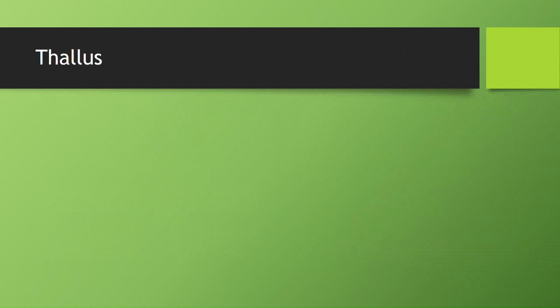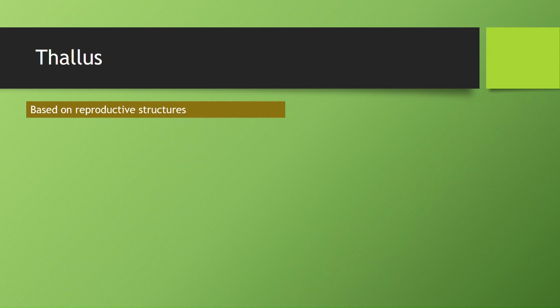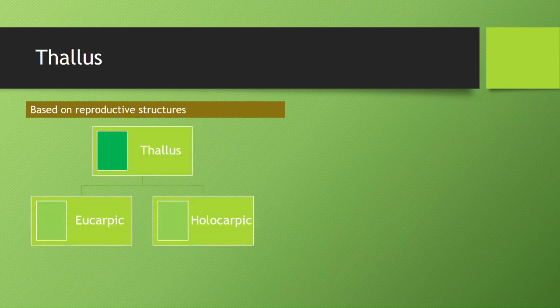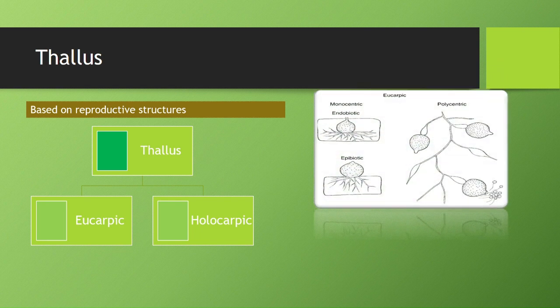Now, the classification of thallus based on reproductive structures. Based on reproductive structures, thallus can be divided into eucarpic and holocarpic thallus. In this picture, you can see eucarpic. Eucarpic thallus is the one in which the thallus divides into a vegetative part as well as a reproductive part.